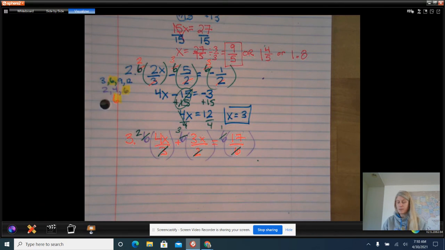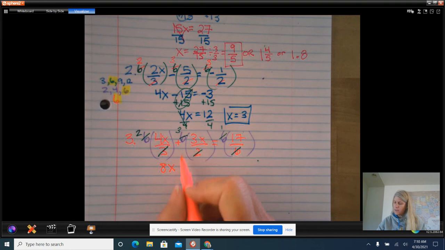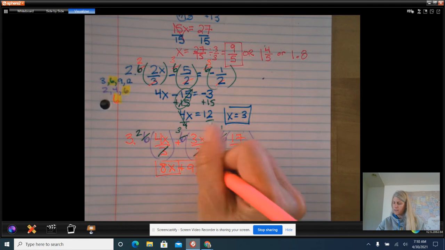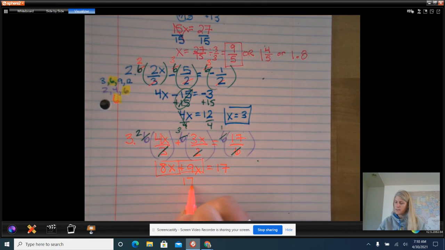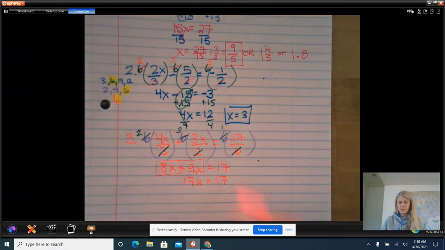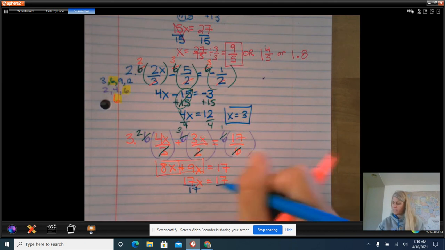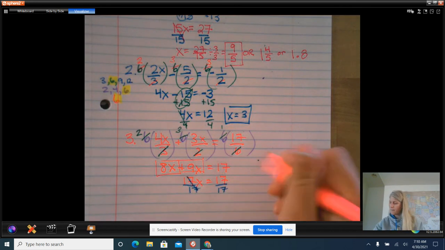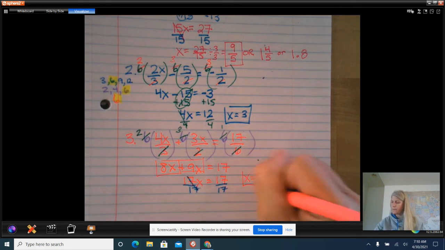Now we're ready to multiply. 2 times 4x is 8x. 3 times 3x is positive 9x. And 1 times 17 is 17. We're going to go ahead and combine our like terms on the left-hand side. 8x plus 9x is 17x is equal to 17. We're going to divide both sides by 17. And x is equal to 1.